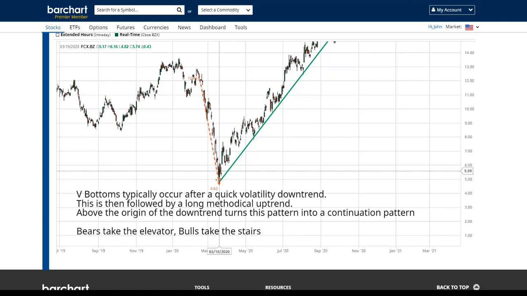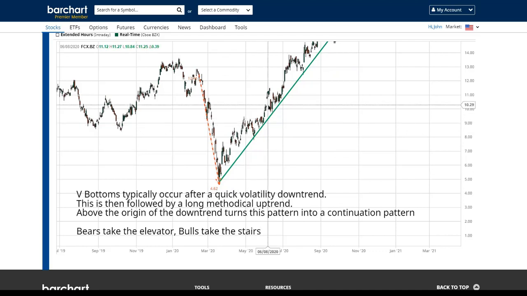And for some of us, you've probably heard that adage, that bears take the elevator and bulls take the stairs. And here is that example, right? Here's the bear market, the price is falling very quickly, and here's the bull market, right? It kind of staircases up, right? Little up, back, up, back, up, back, up, back, up, back, right?